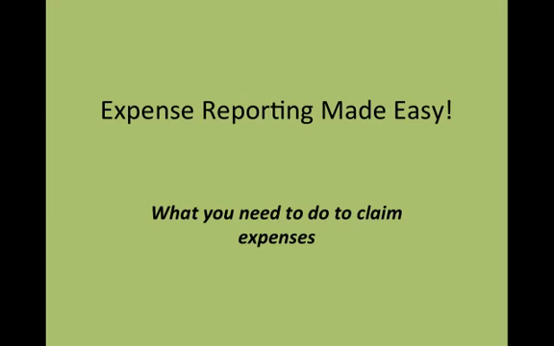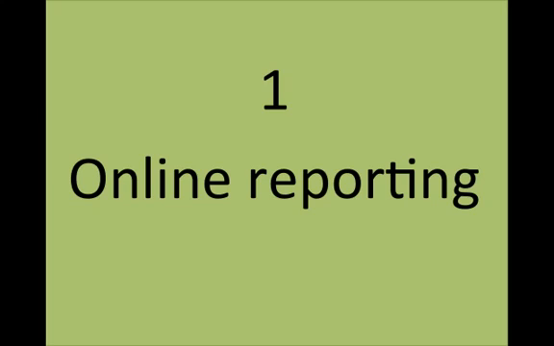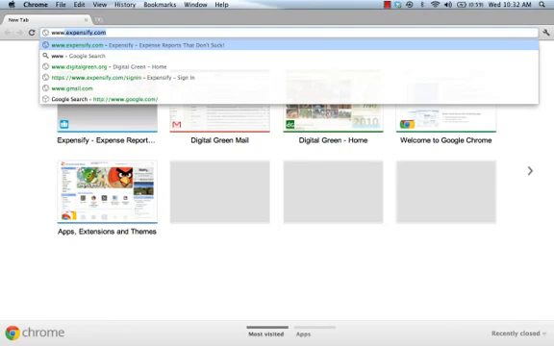We at Digital Green follow an expense reporting system with the help of an online reporting tool called Expensify. This can be done by creating expense reports and sending original receipts to our accounting office in Bangalore. First, online reporting. In order to report expenses, go to www.expensify.com.